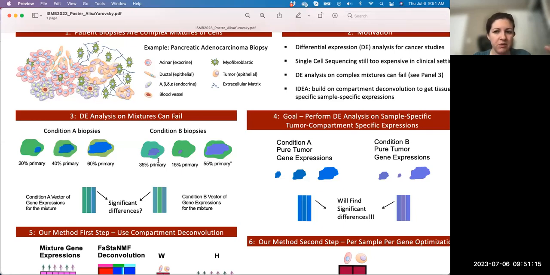So if we do bulk RNA sequencing on each of these biopsies, you're going to get these condition vectors, which give the gene expression for the bulk mixture. And so what you can see is it might very often be difficult to find significant differences in the tumor tissue by doing this bulk sequencing.